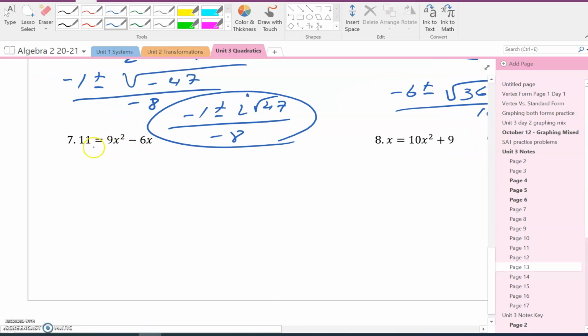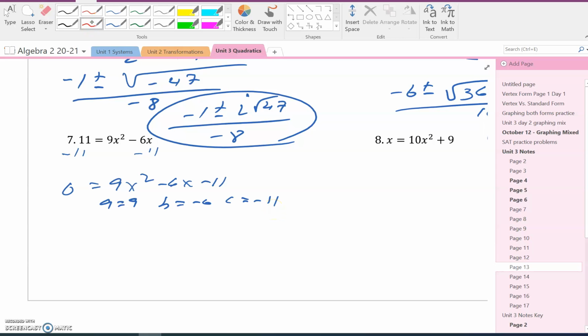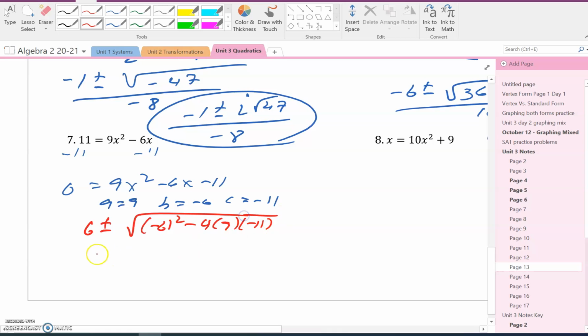Okay, so here we don't have it equals 0, so we have to subtract the 11 from both sides. 0 equals 9x squared minus 6x minus 11. So A is 9, B is -6, C is -11. All right, I'm going to switch colors. Maybe that'll be good luck. Okay, so 6 plus or minus the square root of -6 squared minus 4 times 9 times -11. I'm guaranteeing this one's not imaginary.